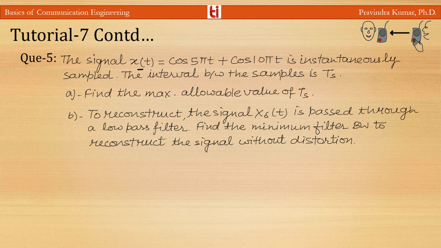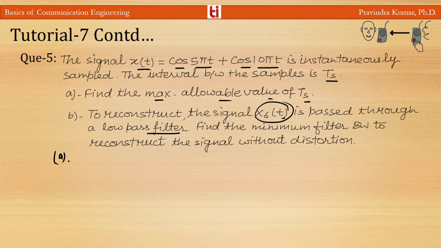Now another question: the signal x(t) = cos 5πt + cos 10πt is instantaneously sampled. The interval between the samples is Ts. Find the maximum allowable value of Ts. To reconstruct the signal, x_δ(t) is passed through a low pass filter. So this sampled signal is passed through the low pass filter. Find the minimum filter bandwidth to reconstruct the signal without distortion.